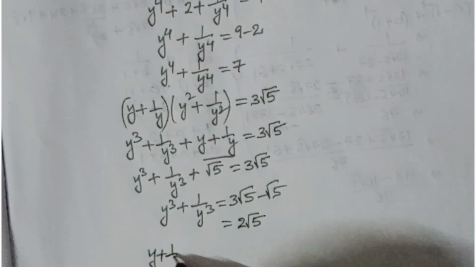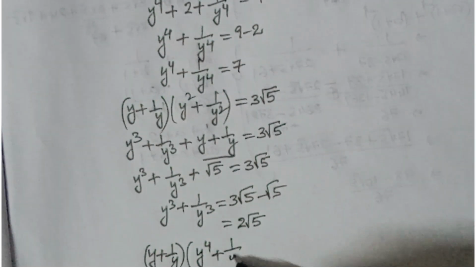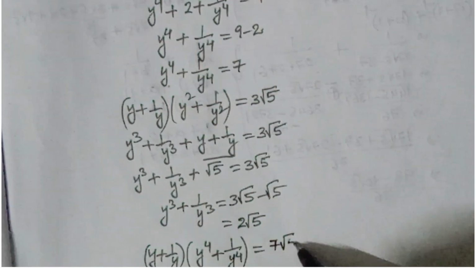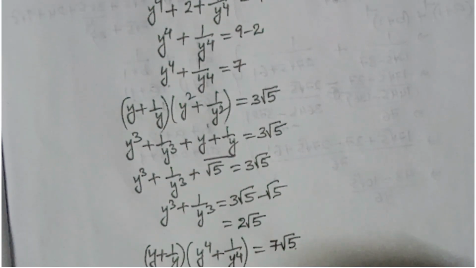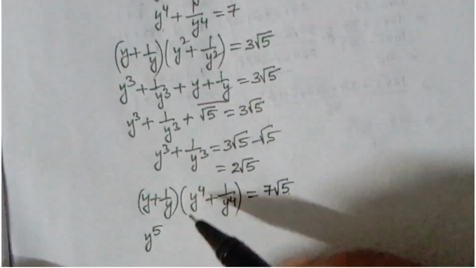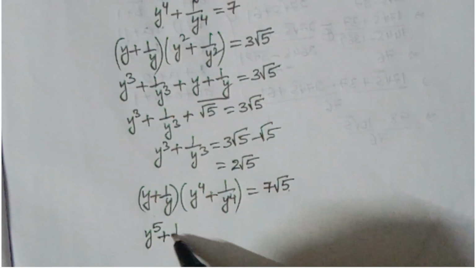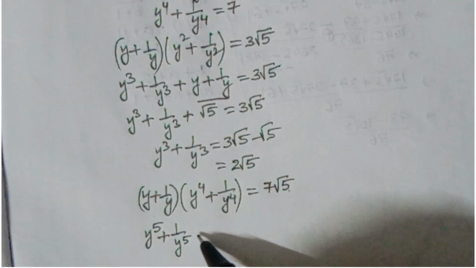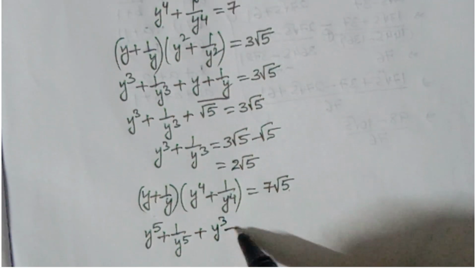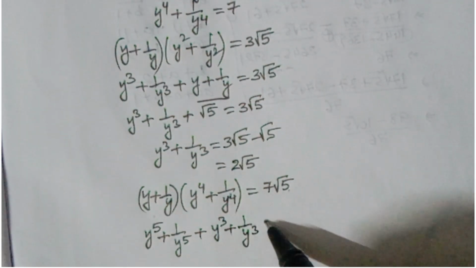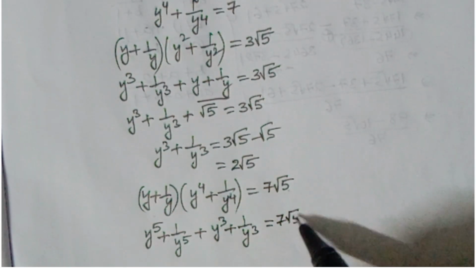So y plus 1 by y into y power 4 plus 1 by y power 4 value, you are getting here y power 4 value is 7. So 7 root 5. Y plus 1 by y value is root 5. Y power 4 plus 1 by y power 4 value is 7. So here if you multiply y to the power of 5 plus 1 by y to the power of 5 plus y cube plus 1 by y cube is equal to 7 root 5.